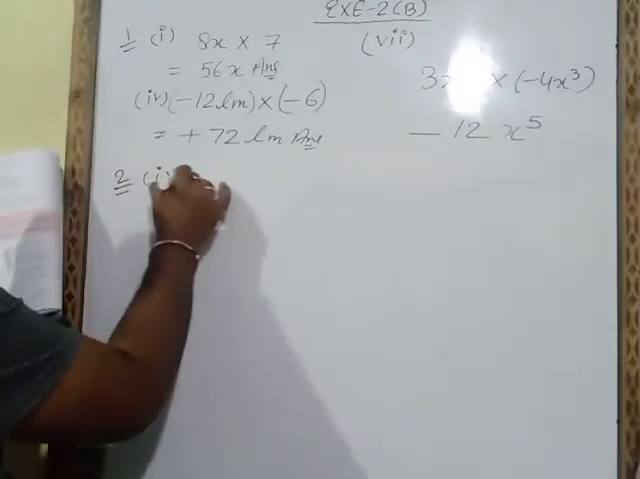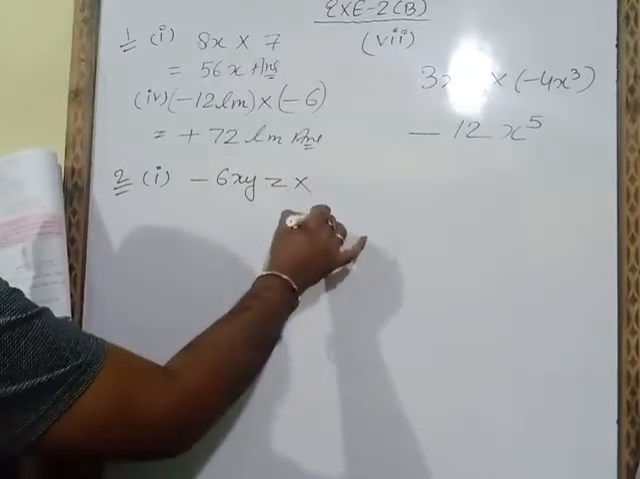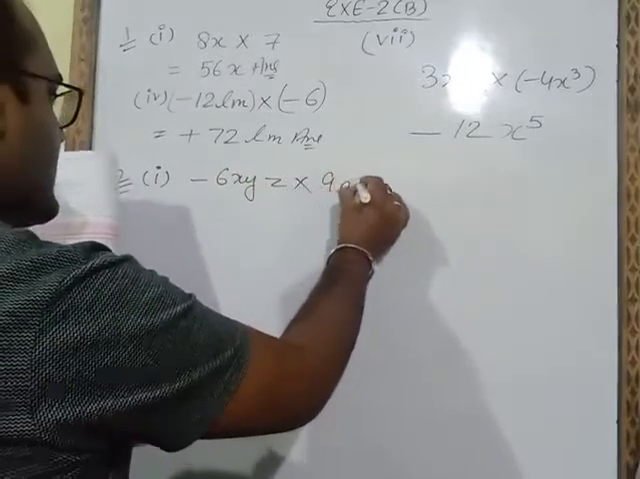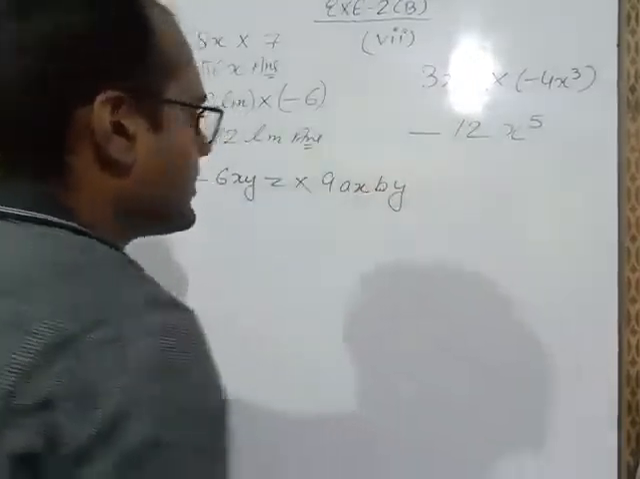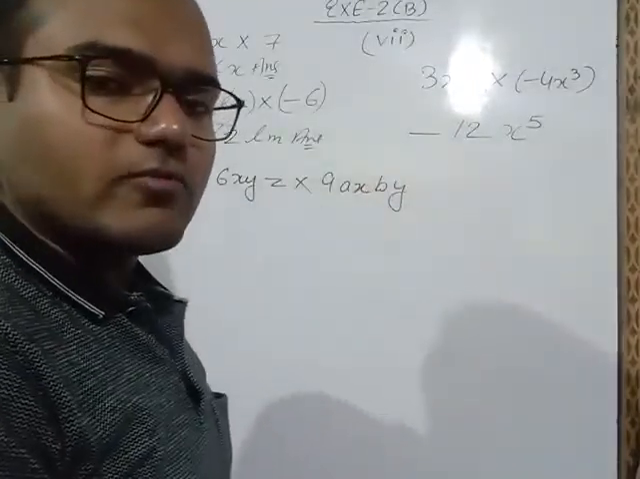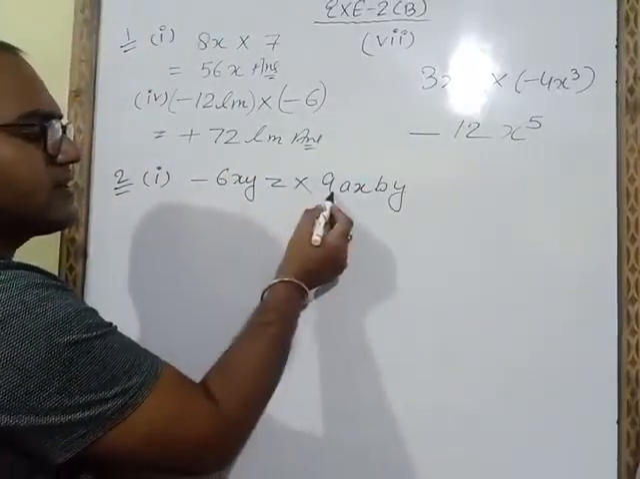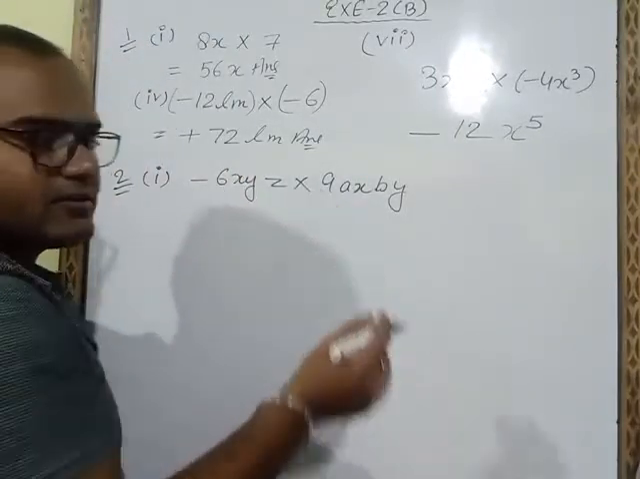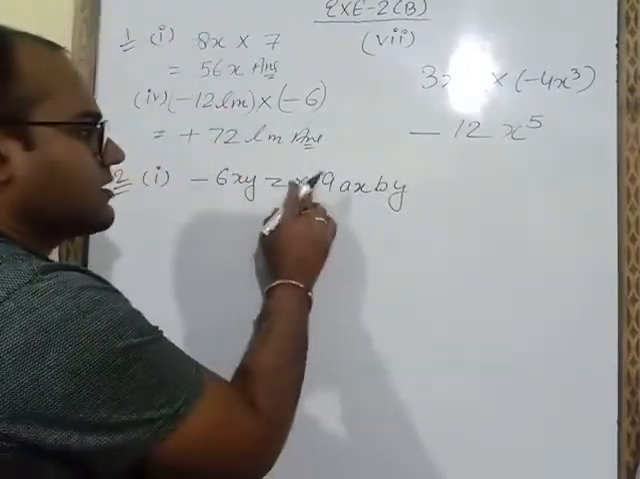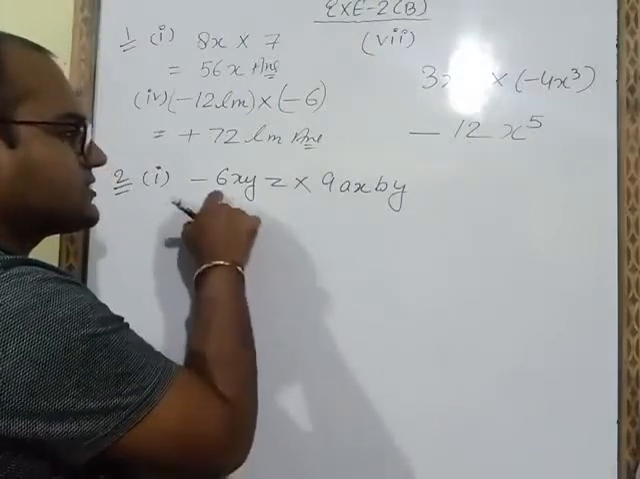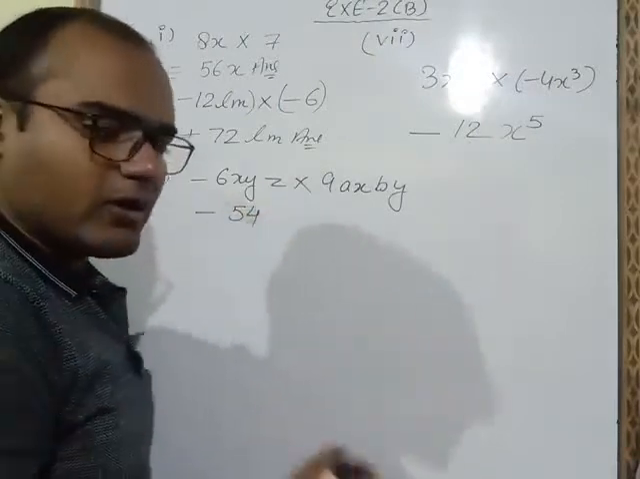First part, minus 6xyz multiply 9axy. In order to multiply these two, first of all you have to multiply the signs. On the left hand side of 6 minus is there. On the left hand side of 9 nothing is there, so we will take the plus sign. Minus multiply plus is minus. 6 times 9 is 54. The numbers we have also multiplied.